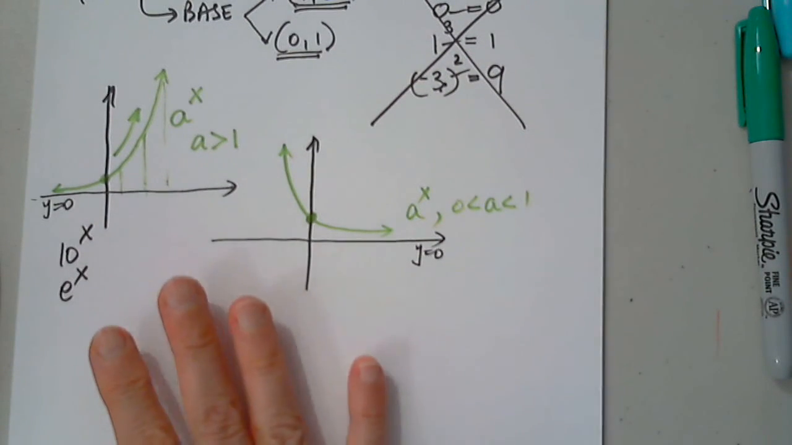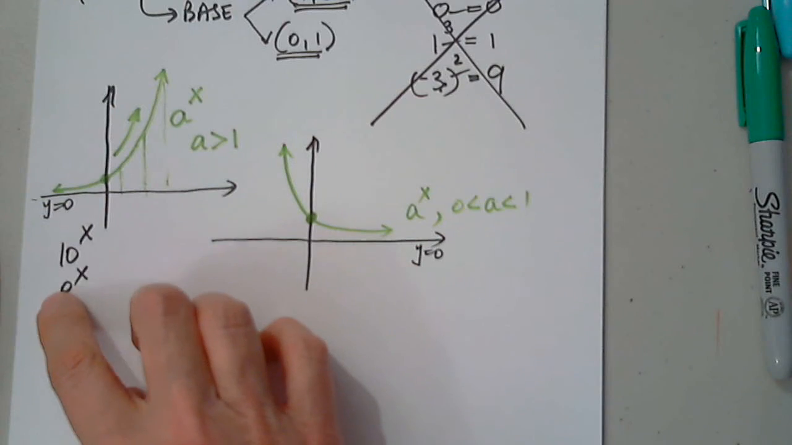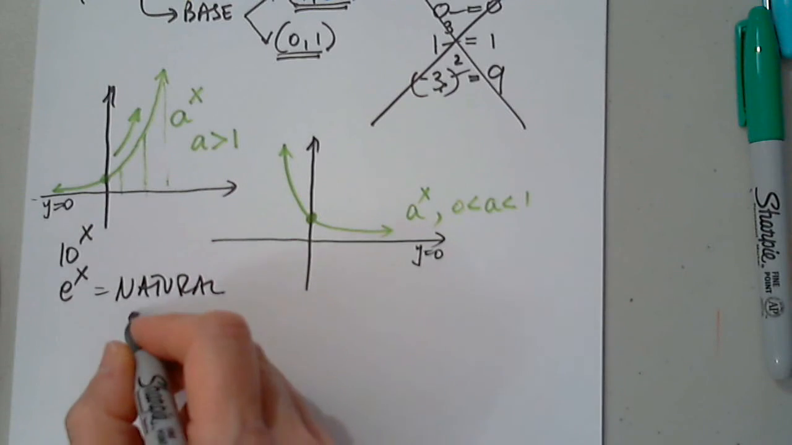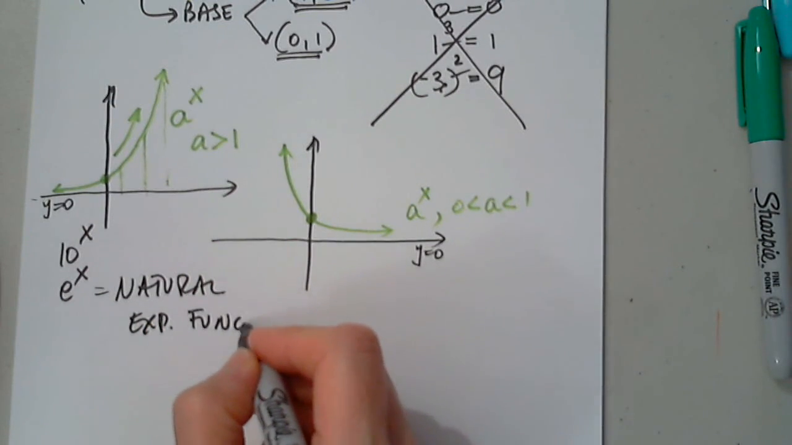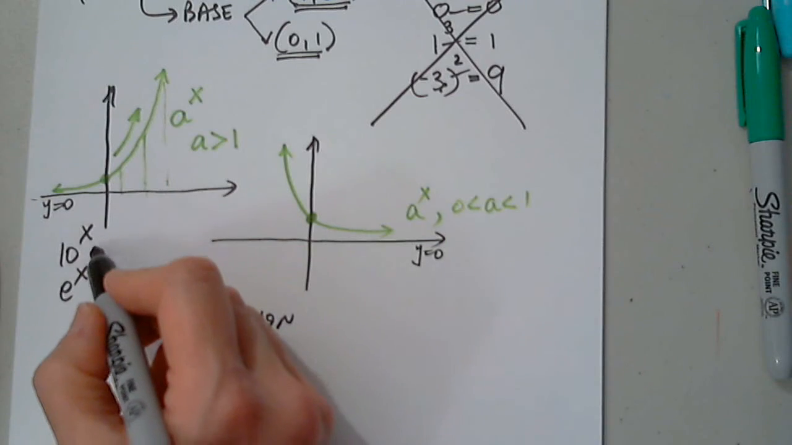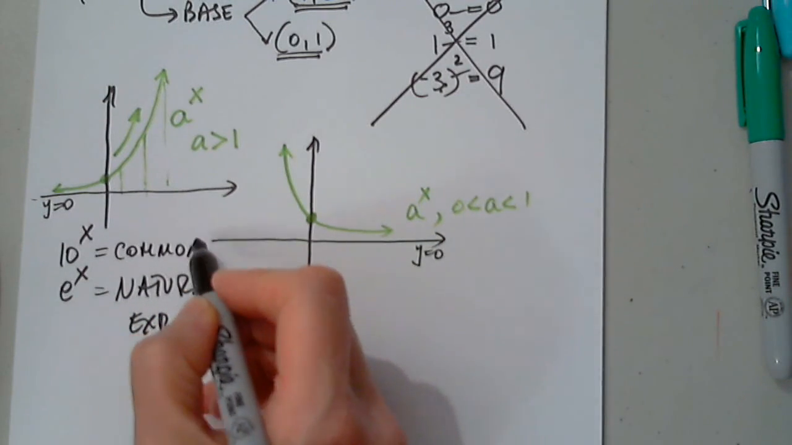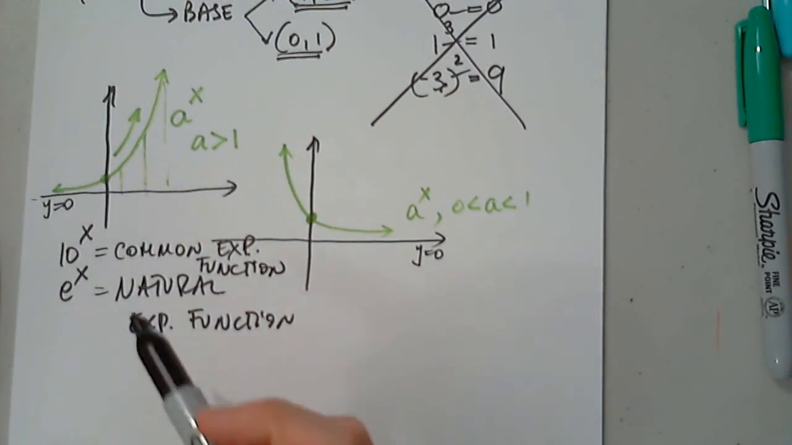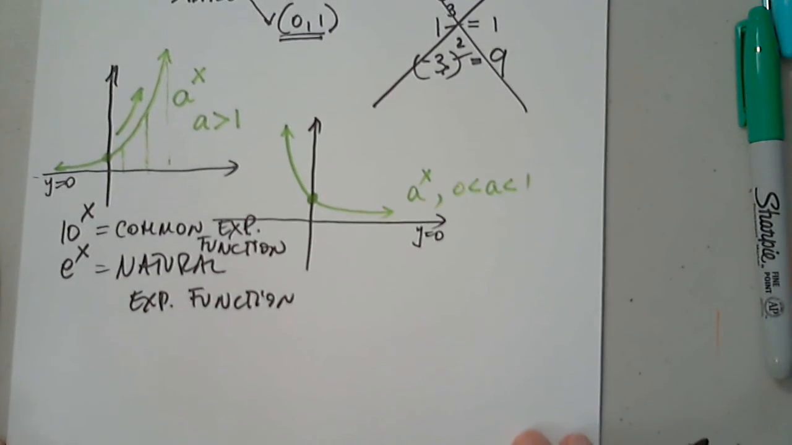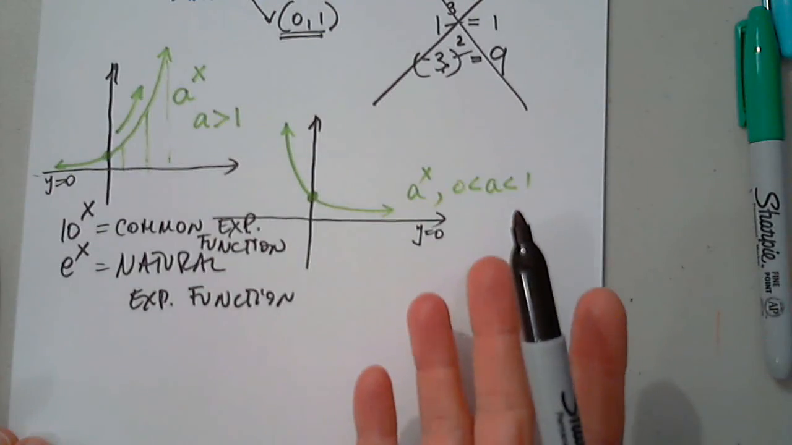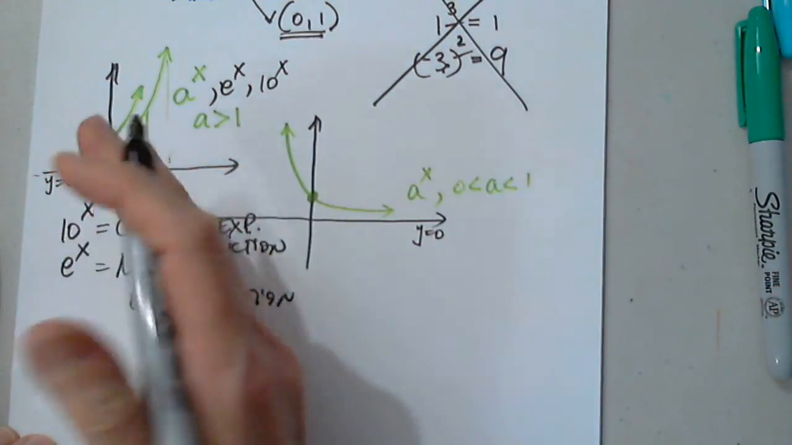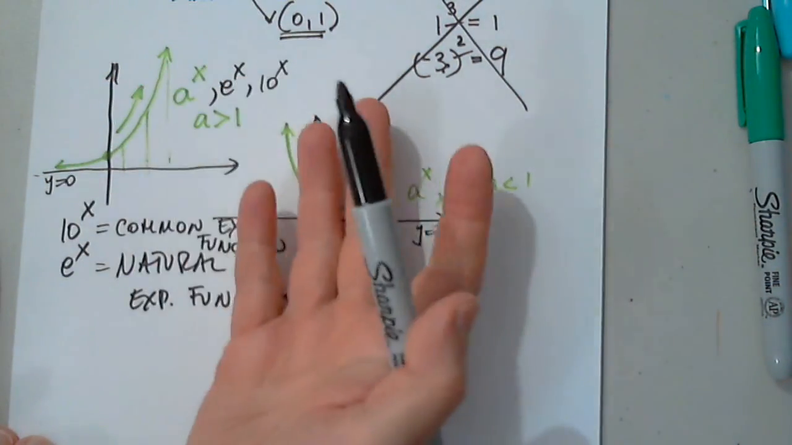Okay, now, the most important one is e to the x, which is called natural exponential function. And this is called common exponential function. You saw both of them in the graphing calculator. Now, this is the same graph with e to the x, this is the same graph with 10 to the x, slightly different, closer to the y-axis or further away, but the shape is the same.